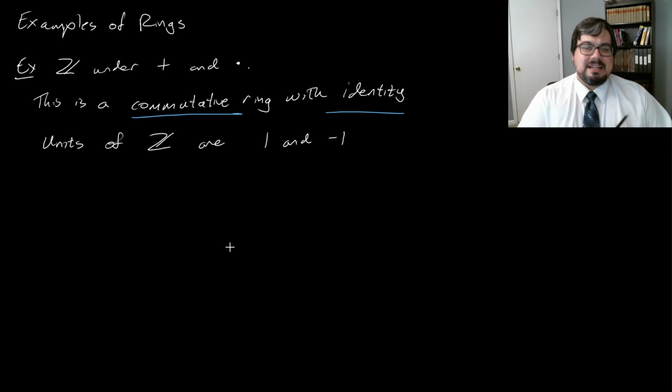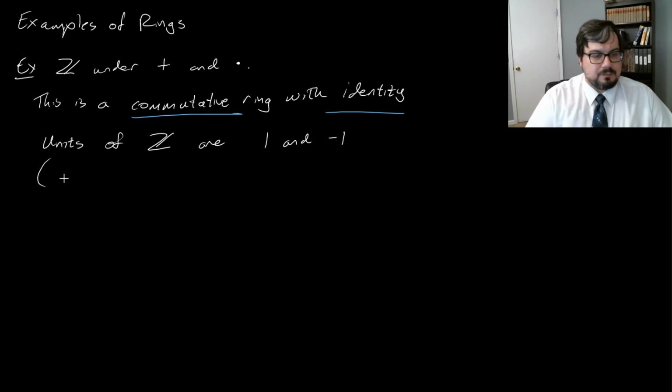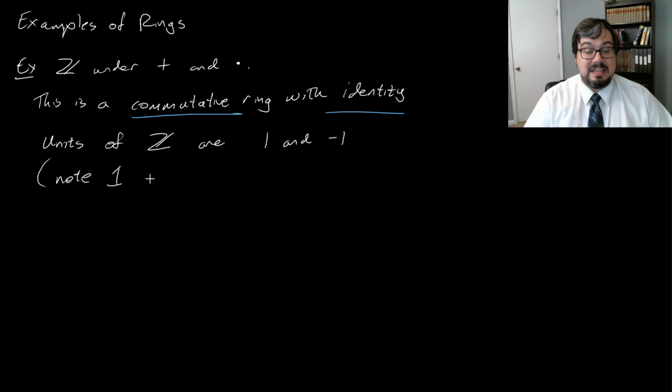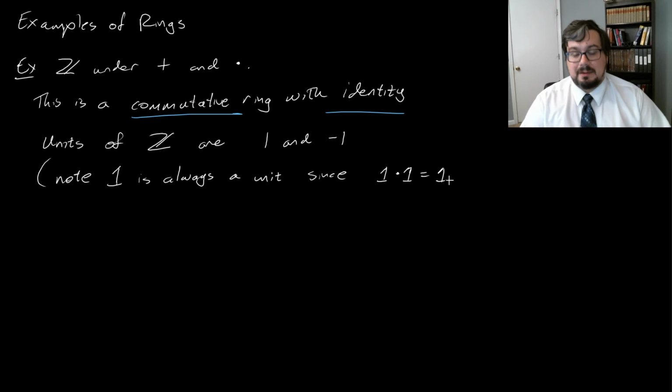Now, the multiplicative identity itself is always a unit. So note that the multiplicative identity, if it exists, is always a unit, since 1 times 1 equals 1 by definition.